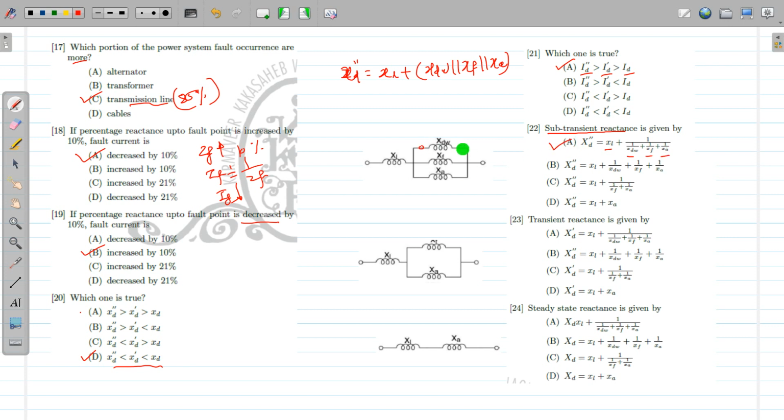In the transient state, the current through the damper winding dies out, hence it acts like an open circuit. Hence in opposition there is only XF, XA and XL. So under the transient case, leakage reactance is in series with the parallel combination of XF and XA. And under the steady state case, leakage reactance is in series with the armature, because the current through the field winding dies out in that case. So steady state is XL plus XA. So in this case this is the option and this is the option.